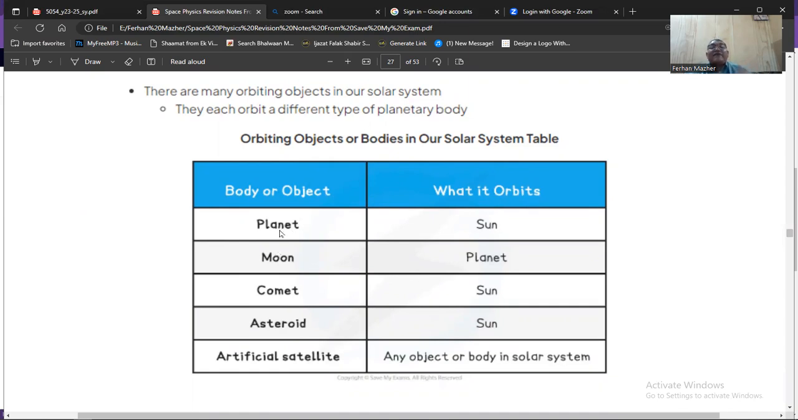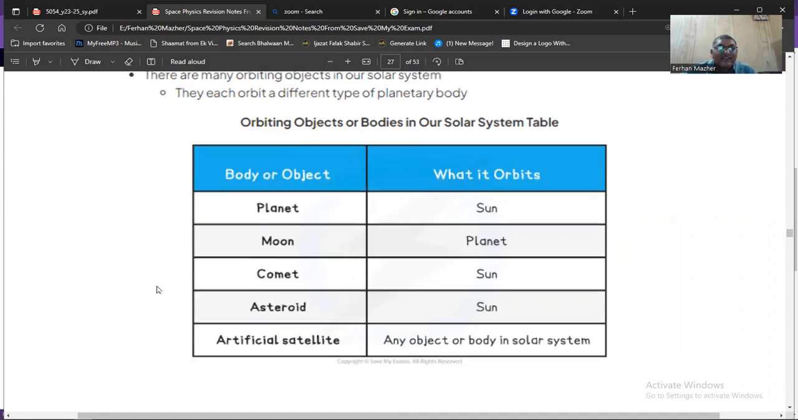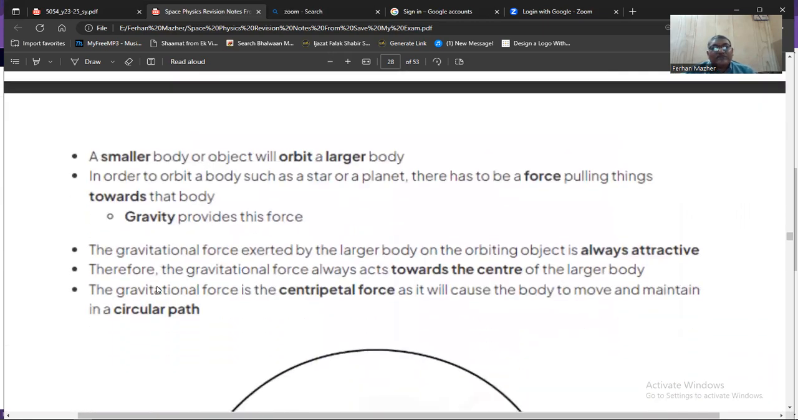For example, we have planets, and the planets orbit the sun. We have moons, and the moons are orbiting around their planets. The comets orbit the sun. Asteroids orbit the sun. Artificial satellites orbit any object or body in our solar system. Sometimes they are orbiting around the Earth, and some artificial satellites are orbiting around the sun, or some other objects.